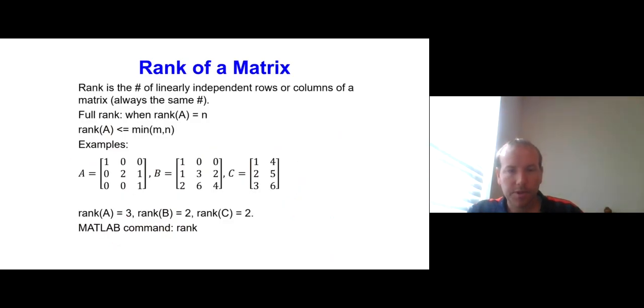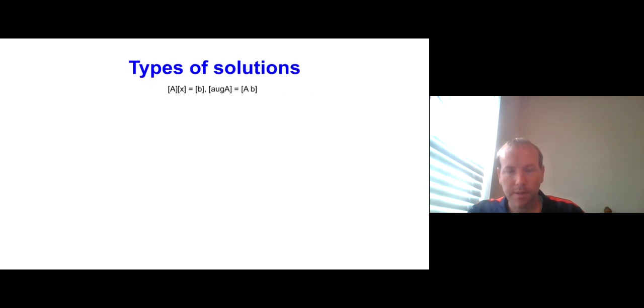Okay, so a couple of lectures ago, we talked about the rank of a matrix, and just to remind you, the rank is the number of linearly independent rows or columns of a matrix. For example, this A is full rank. Its rank is 3 because each of these rows is independent from one another. However, in B, row 2 and row 3 are multiples of one another, and so that's not full rank. This concept of rank is quite important when we look at the types of solutions we might get when we solve for x in the linear system Ax equals b.